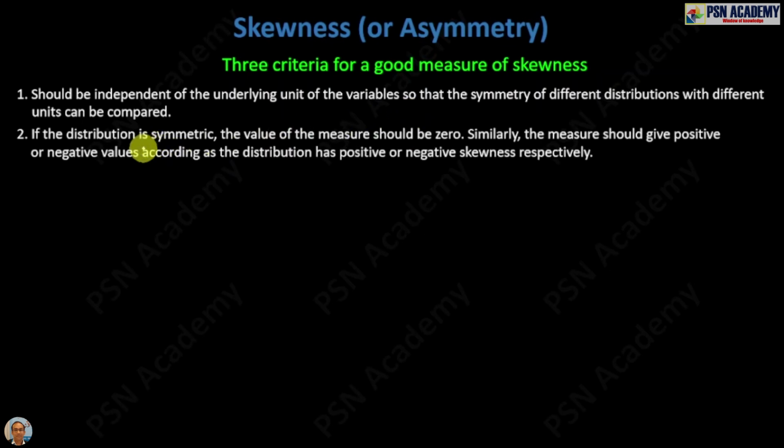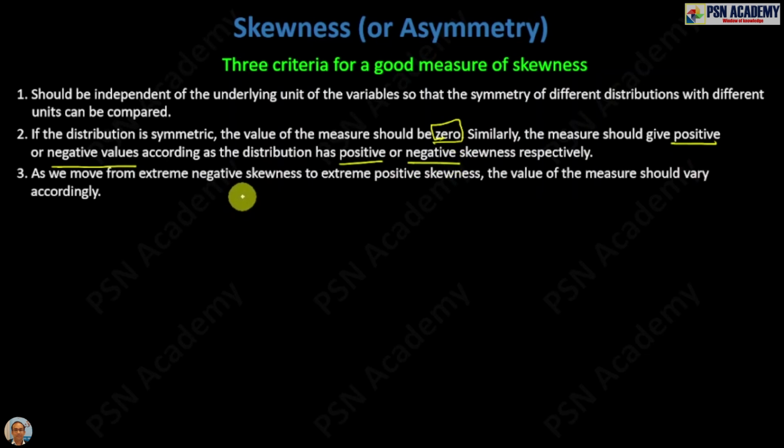The second criteria: if the distribution is symmetric, then the value of the measure should be 0. Similarly, the measure should give positive or negative values if your distribution is positive or negative respectively. That means for positive skewness, your measure should give a positive value, and for negative skewness, your measure should give negative values. And the third and last one, of course: if you move from extreme negative skewness to extreme positive skewness, then the value of the measure should vary accordingly.